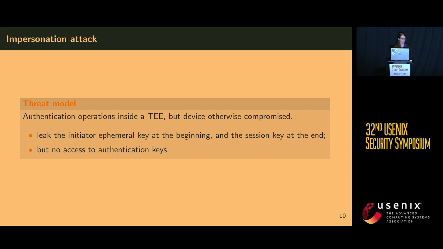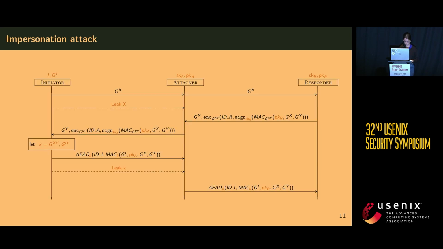Now, I want to give you an insight of what kind of attack can be found using SAPIC+. In this case, it's an attack we found on the EDHOC protocol that relies on an impersonation attack. So the threat model is that the device we consider has access to a TEE, Trusted Execution Environment, where the long-term key of the user is stored. However, all the other keys, the ephemeral Diffie-Hellman key and the session key, are stored in the device, not in the TEE, so they can be compromised by the adversary at some point in the execution.